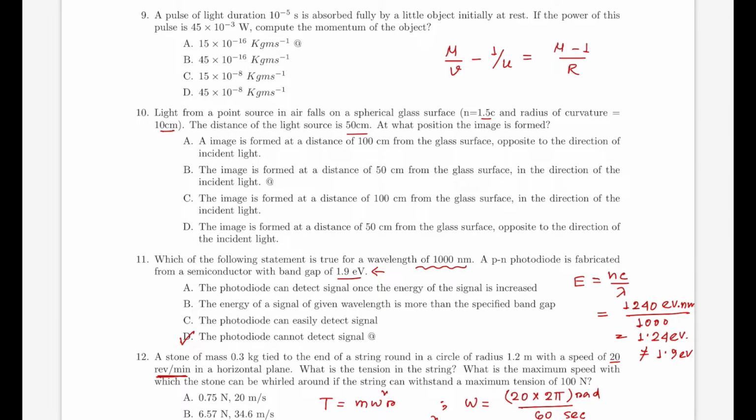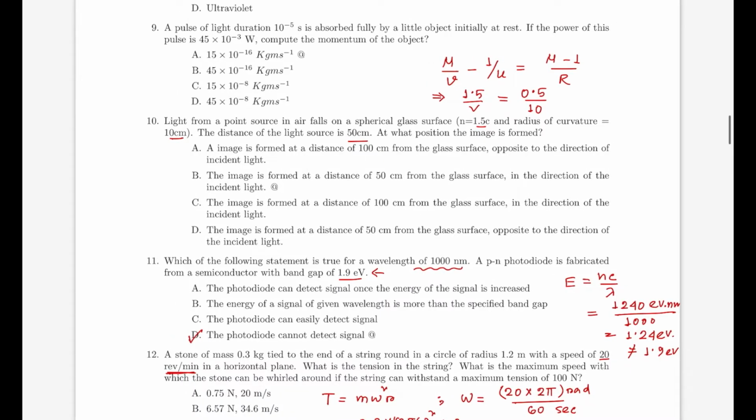So mu is 1.5 by v is equal to 0.5 by 10 plus 1 by u, that is 1 by minus 50. Okay, so that is basically 1 by 20 minus 1 by 50.